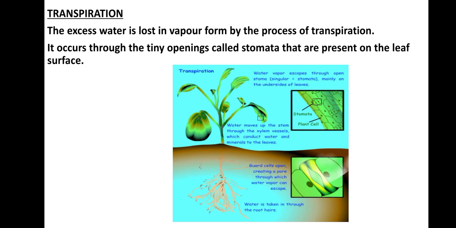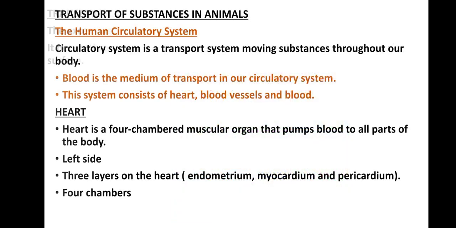Transport of substances in animals. The human circulatory system. The human circulatory system is a transport system moving substances throughout the body with the help of blood. Blood is the medium of transport in our circulatory system. The system consists of heart, blood vessels, and blood.